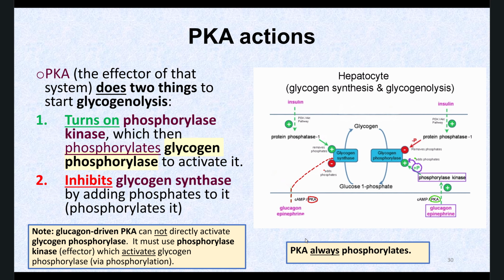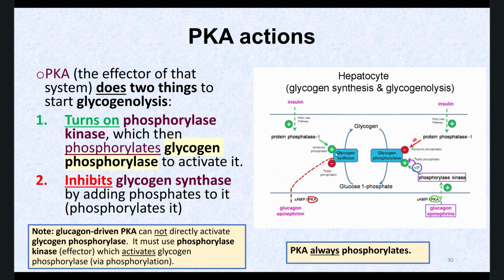All right. Fun fact, PKA always phosphorylates. Note, glucagon-driven PKA cannot directly activate glycogen phosphorylase. It must use phosphorylase kinase, a middleman, which actually goes out and gets the job done, which activates glycogen phosphorylase via phosphorylation. And that's actually, did I say, that removes phosphates, PP1's effect on glycogen phosphorylase.